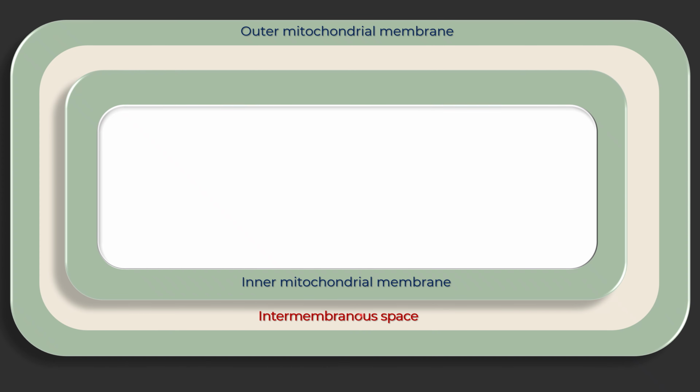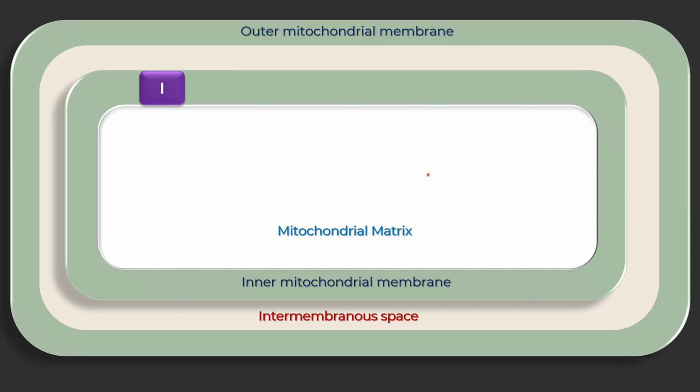Okay, imagine this is a mitochondria, where this is the outer mitochondrial membrane and this is the inner mitochondrial membrane. The space between the outer and inner mitochondrial membrane is called the intermembranous space, which is very important to understand the chemiosmotic theory. The inner space is called the mitochondrial matrix, where we know beta oxidation and the citric acid cycle take place.